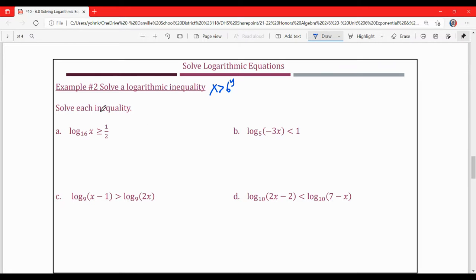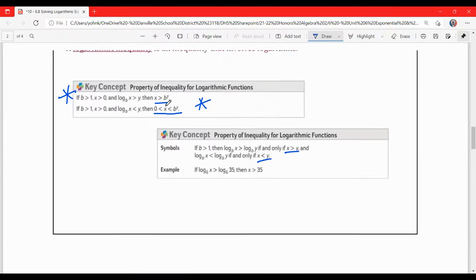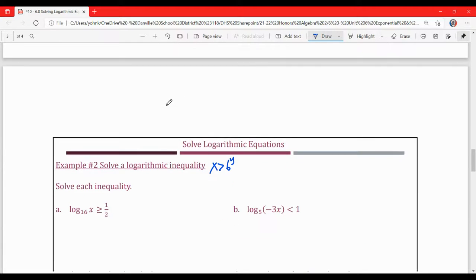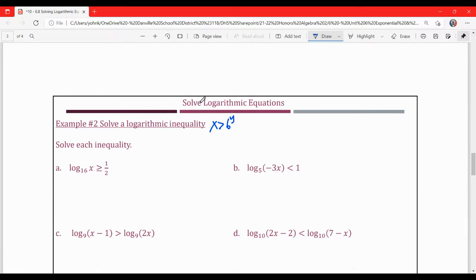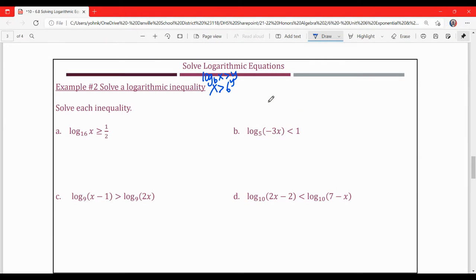So let's make sure we have this right. Log base b of x is greater than y. All right, so I can take my x, which is x, is greater than my base, which is 16, to the y, which is a half. And now I get x is greater than the square root of 16, which is 4.